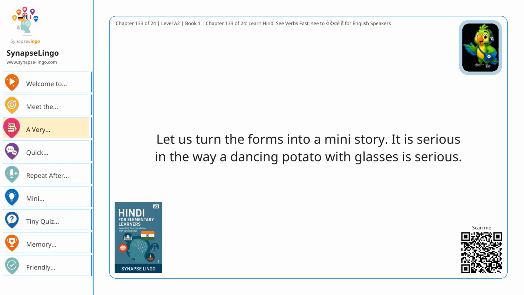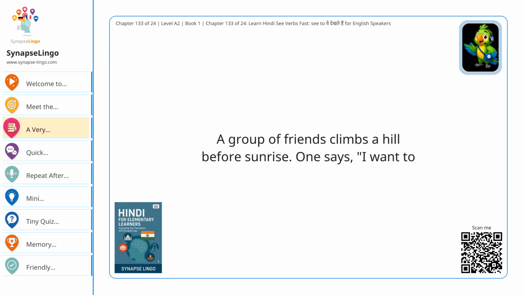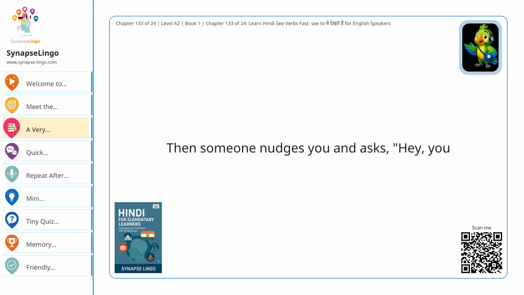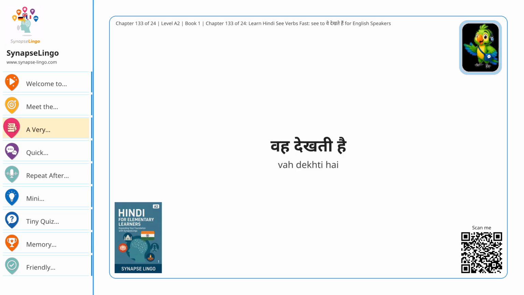Let us turn the forms into a mini story. It is serious in the way a dancing potato with glasses is serious. A group of friends climbs a hill before sunrise. One says, I want to देखना the city wake up. Another squints dramatically and says, मैं देखता हूँ the first light. Then someone nudges you and asks, hey, you देखते हो that bird, right? A boy points toward the river. वो देखता है the boats. A girl laughs and says, वो देखती है the rainbow first.